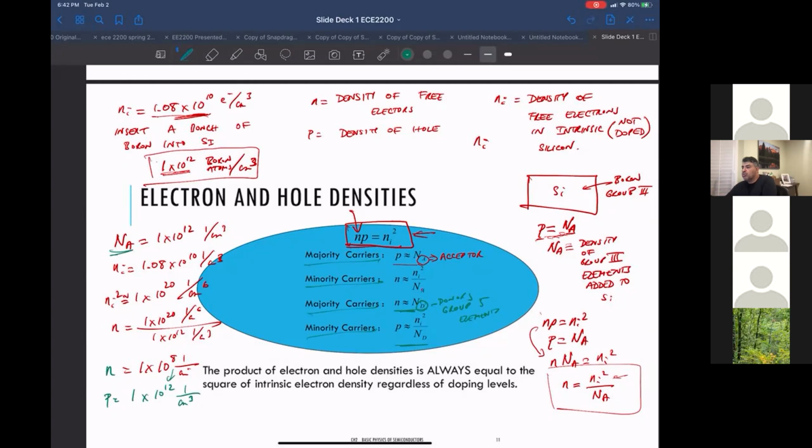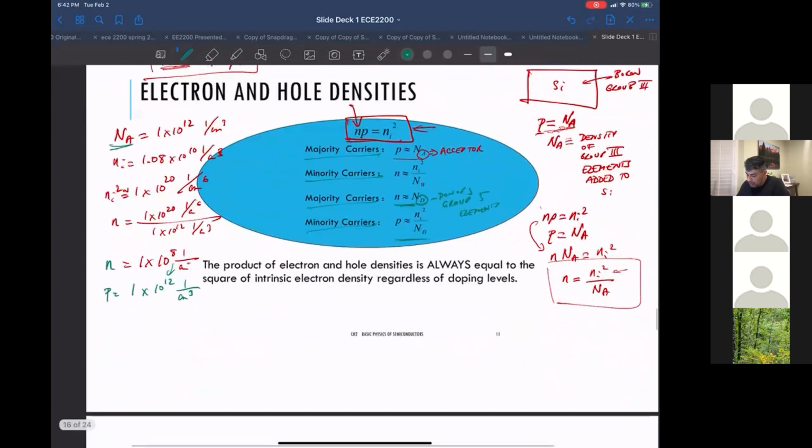Or if you dope it with group 5 elements, which are also called donors, you end up with an excess of electrons and a minority of holes. And so your majority carriers become electrons, and minority carriers become holes. Okay, so those are our definitions.